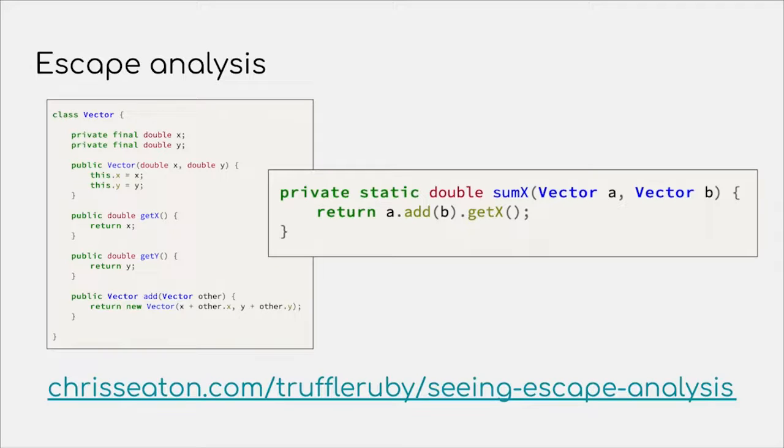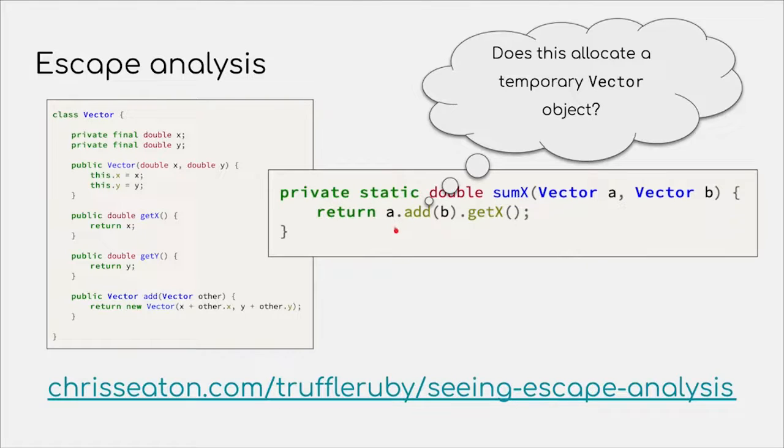Another example, say we've got a vector object, so it's got simple x and y, and let's say we've written everything in quite a functional way, so it's final, and adding produces a new vector. And then if we want to sum but only get the x component, we would do an add and then get x. Now the query is, does this allocate a temporary vector object? Some people say yes it will, some people say no it won't, the JIT compiler will get rid of it. Well, let's find out by asking the JIT compiler.